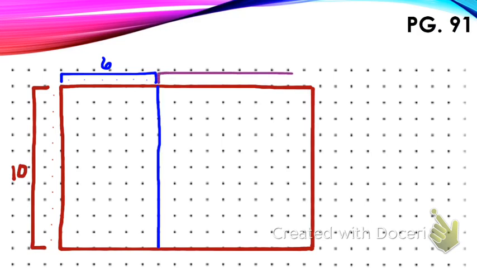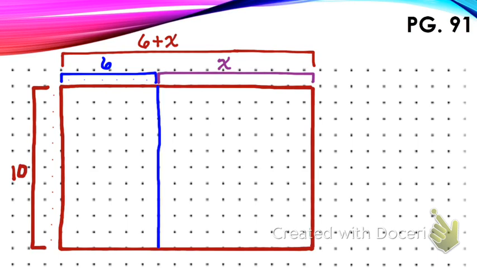Can I be precise about this other part? No, because it doesn't end on a dot. Since I can't be precise, I can't put a number there. What could I represent it with if I don't know exactly how big it is? X. I can put a variable here. So how big would this whole side be if I put those two pieces together? 6 plus x. Because I know the one section is 6. I don't know how big the other section is. You guys following so far? Okay.